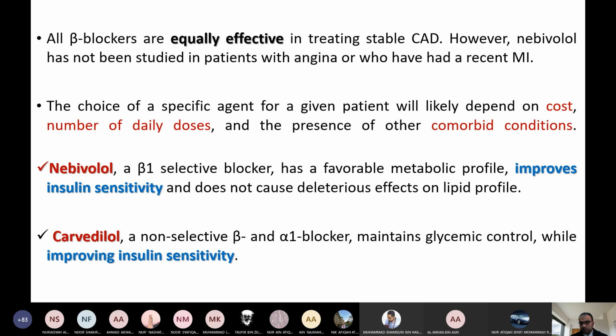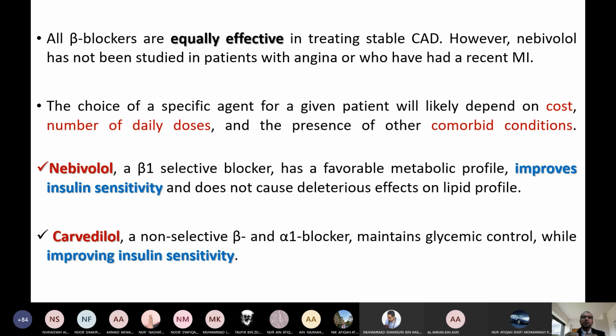We have two agents I will show you, according to the cost, according to the schedule of daily administration, the number of daily doses, especially if older patient. For example, we have maybe the nebivolol, one of the recent ones. This is quite beta selective and also has vasodilating efficacy, and it can cause release of nitric oxide. And because of the vasodilating efficacy, it tends to be less associated with insulin resistance.